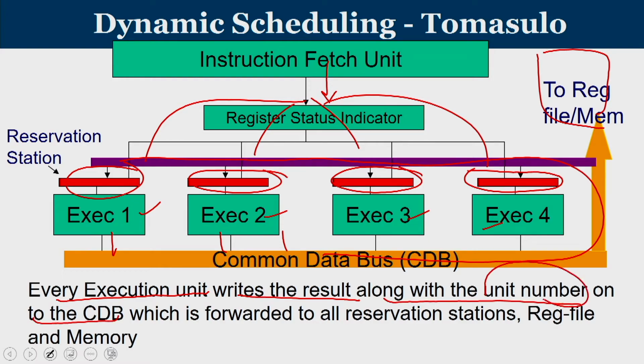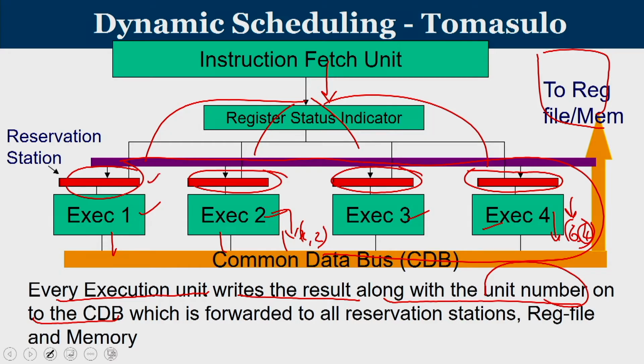This unit number is, suppose execution unit 4 is going to produce a result, let us say 6, then it is going to put out 6 and 4. 6 indicates the result and 4 indicates the unit that produced it. So, let us say this one is going to produce a result x. It is written as x and 2, where 2 is the execution unit. So, why do you do it like this?